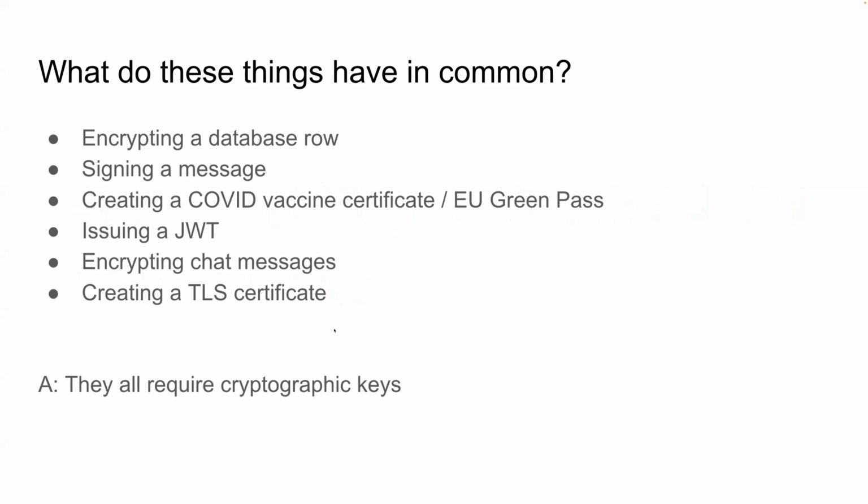So you see a few things here, and what do they have in common? For example, encrypting something like a row in a database or a file before you store that in a state store, or maybe signing a message, like signing an email. You might have heard of S/MIME. Signing an update: if you're operating the App Store, you always sign all the downloads to make sure that the software is genuine. Or even more 2022-ish problems like COVID vaccine certificates. Those who are familiar with the EU green passes know they all use digital signatures.